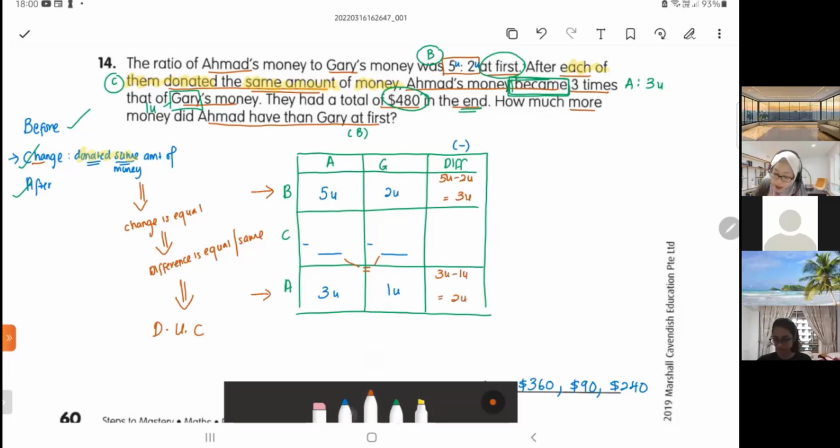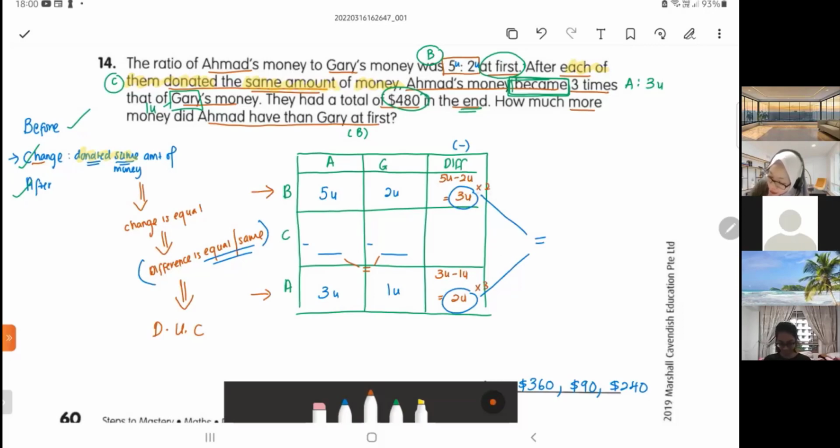As I mentioned, the difference will be equal or the same. Difference, this and this will be the same. Okay, so if you look at this, 3 units and 2 units are not the same. We can make it the same, right? We can by 3 times 2 and 2 times 3.